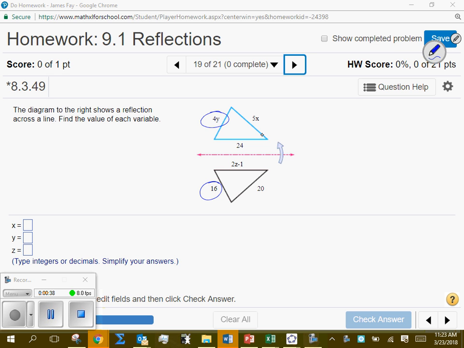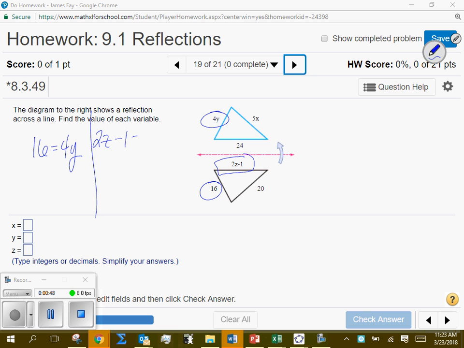to that 4y, right? So I get 16 is equal to 4y. We should be able to solve that. What is 2z minus 1 going to match up to? Yep. Okay. And then 20 is going to match up to 20 is equal to 5x. So those are all things that, once we set them up, are things that you could solve.